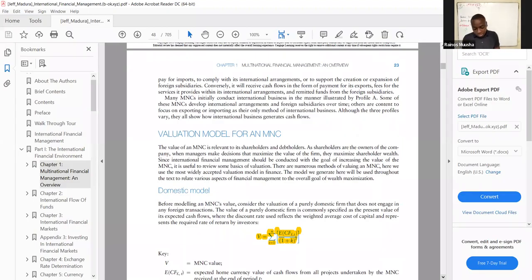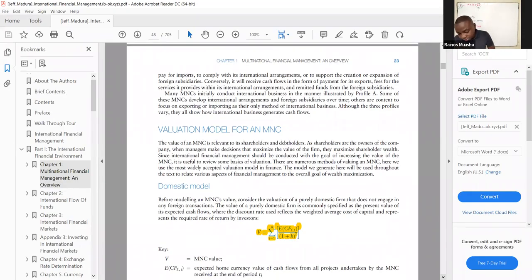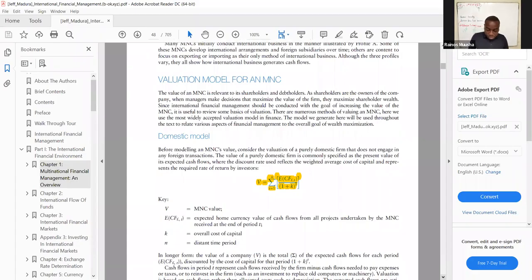On the next section, we look at the valuation model for a multinational corporation. But before we look at the valuation model of a multinational corporation, we look at the valuation of a domestic company as well. If you still remember from undergrad, we said the value of a security today is the present value of expected future cash flow. So when you're looking at the domestic model, the value of a domestic company today is the present value of expected future cash flows.